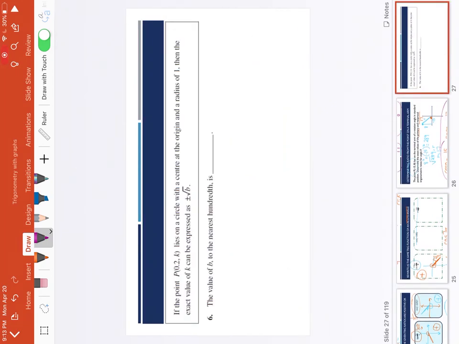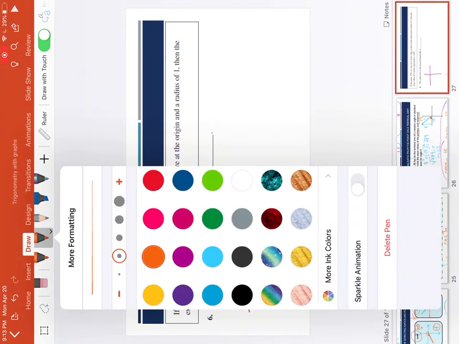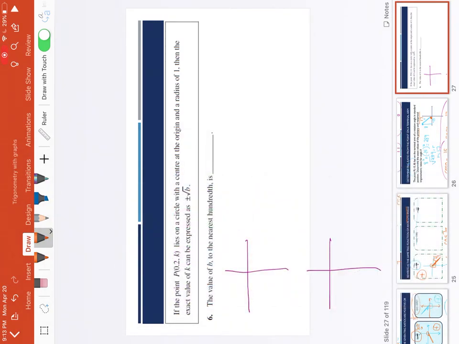So if the point (0.2, k) lies on a circle with a center at the origin and a radius of 1, then the exact value of k can be expressed as what? So I do like this question. I drew that bigger than I wanted. Okay, the trick with k is you don't actually know where to draw it, right? Because you don't know if k is positive or negative. So you have 2 different scenarios here.